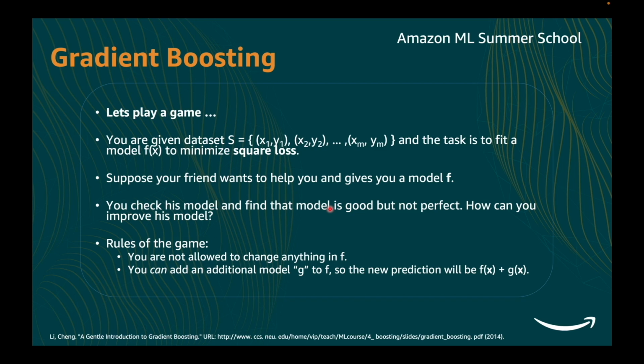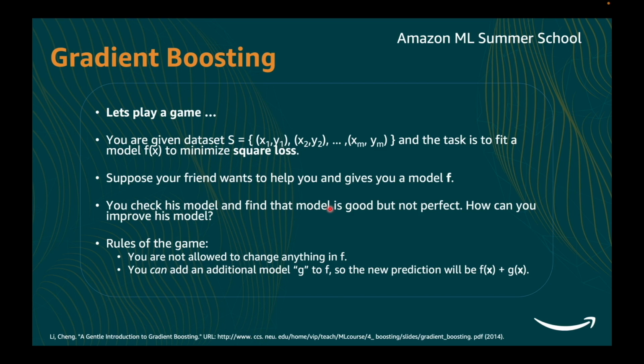Your input x is some vector, and your output y are real valued. So this is a regression problem. Your task is to fit a model to minimize the square loss. Remember, the square loss is the model prediction minus the actual, the square of that, summed over all data points. That is your squared loss, right?